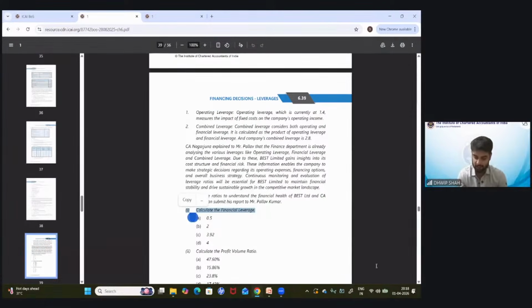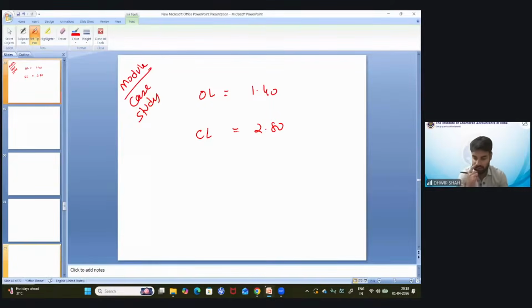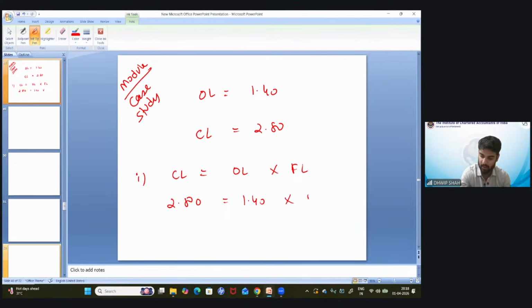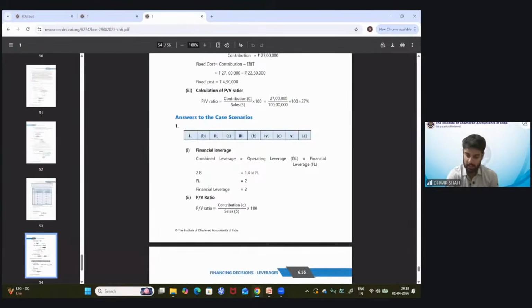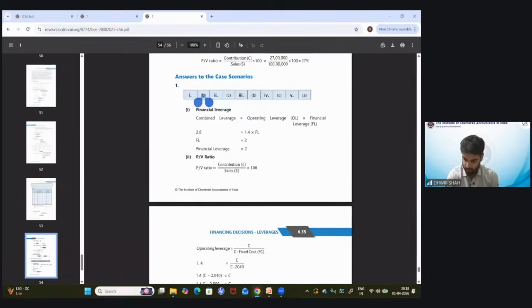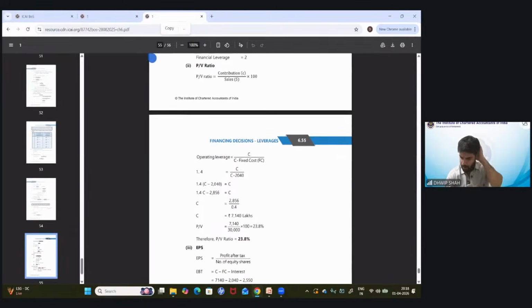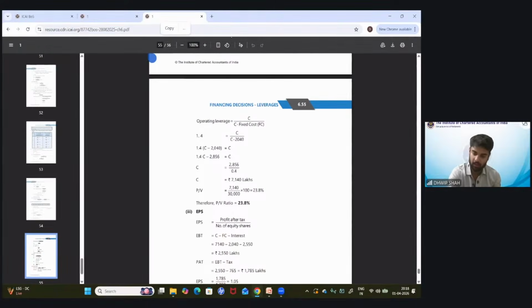Calculate financial leverage. So can I say जब मेरे पास OL और CL दोनों है, CL is nothing but OL into FL. CL is 2.8. OL is 1.4. FL I don't know. So can I say therefore FL comes to 2.8 divided by 1.4 means 2. आ गया 2. So answer is B. Understood, students? Answer is B. Any doubts in question 1 MCQ?